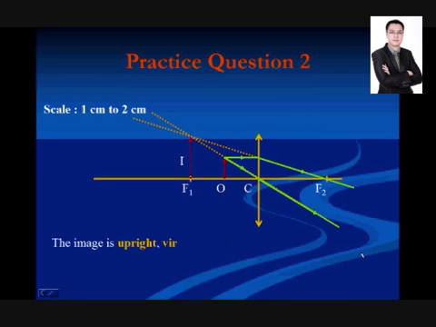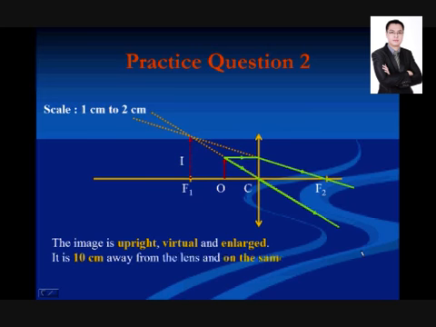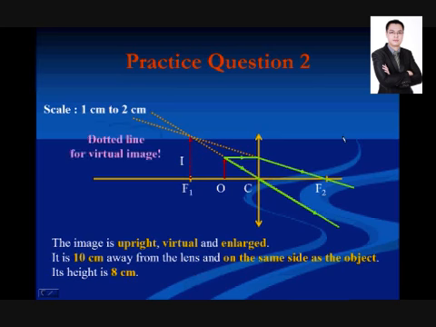So you're going to describe the image. The image is upright, virtual, and enlarged. It is 10 cm from the lens and on the same side as the object. This 10 cm you can obtain using physical measurement. Try this on a piece of paper. And the image height is 8 cm. Same thing, this value can be obtained by physical measurement. And remember, dotted lines will be for a virtual image.